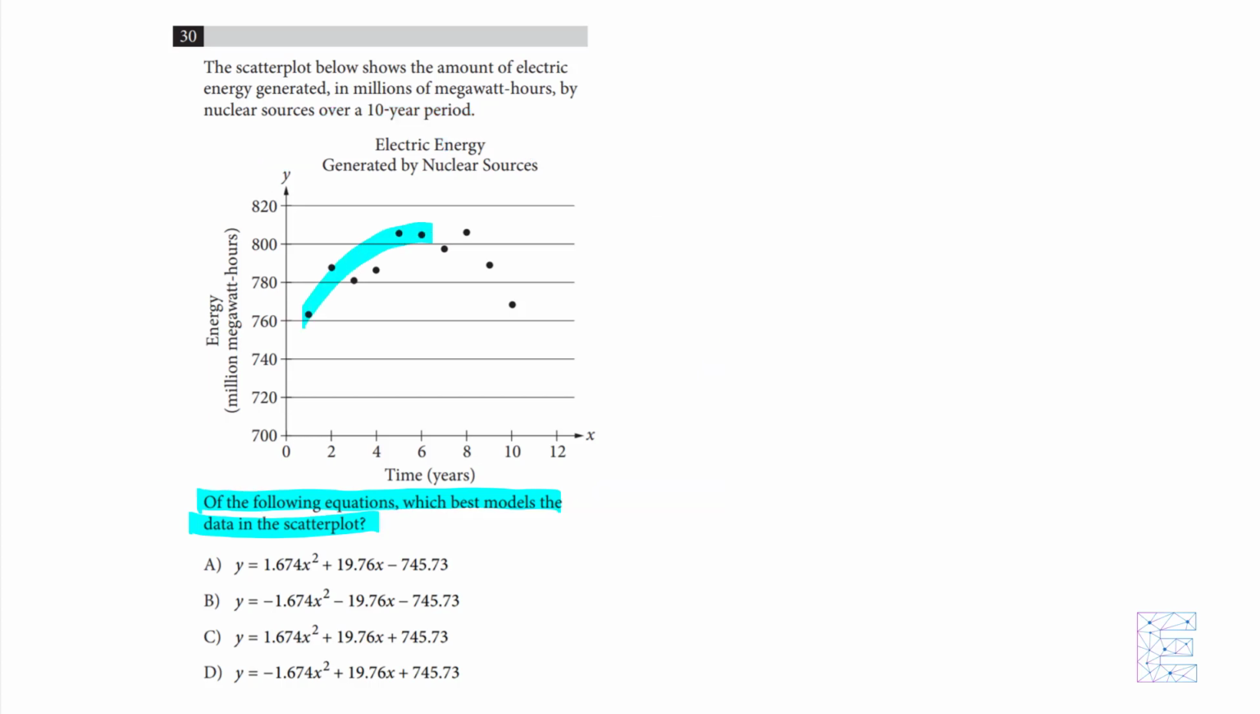It's doing this U shape, which we've come to know as a parabola, and that parabola comes from a quadratic equation. So when you glance at the answer choices, you'll find that all of them are quadratic equations, and we know these because they all have a squared in them. That's what quadratic equations do have. Highest degree is 2.